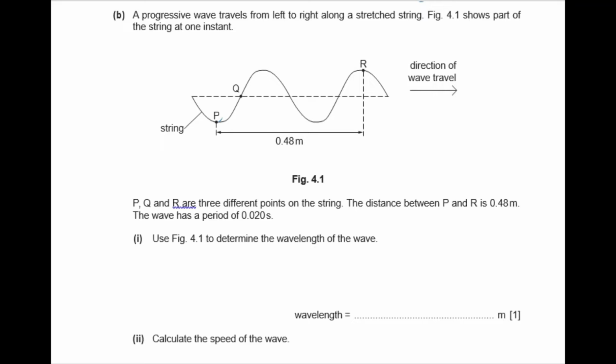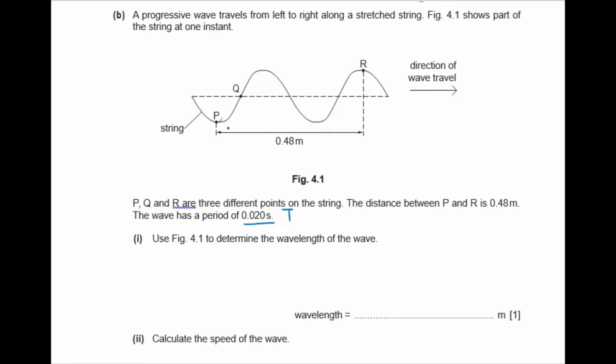For B, a progressive wave travels from left to right along a stretched string. Figure 4.1 shows part of the string at one instant. P, Q, and R are three different points on the string. The distance between P and R is 0.48 meters. The wave has a period of 0.020 seconds. So this is the period, capital T. 1. Use figure 4.1 to determine the wavelength of the wave.